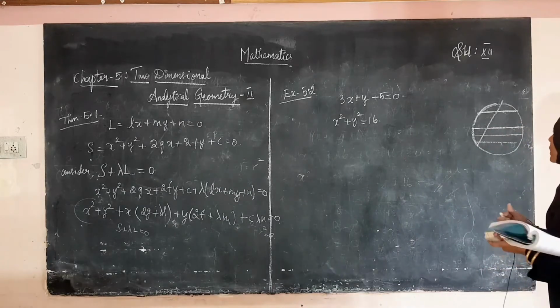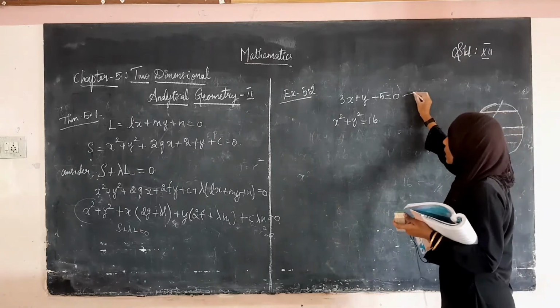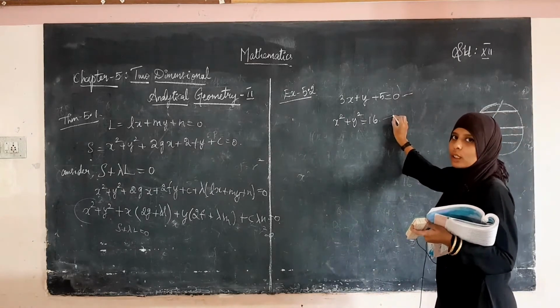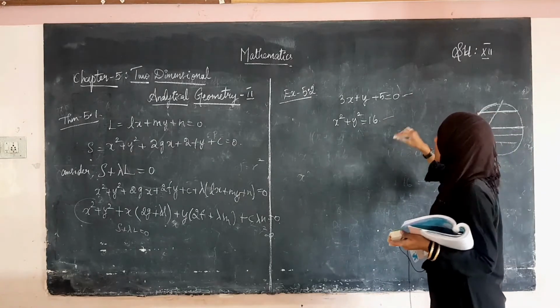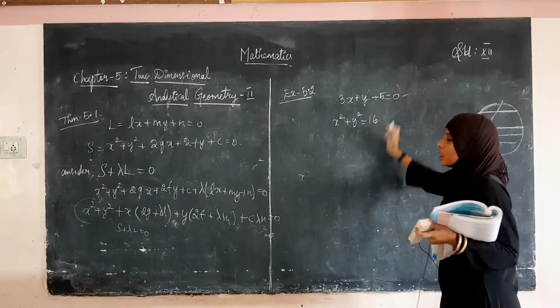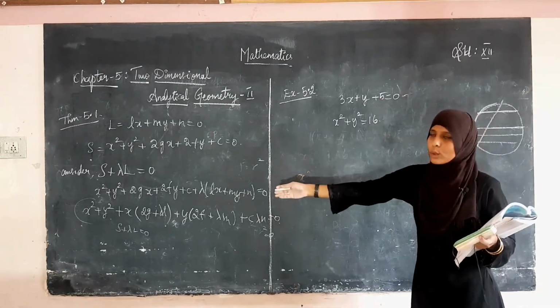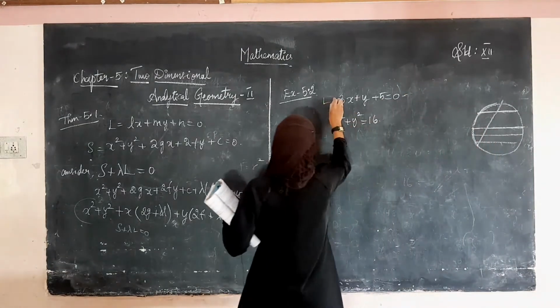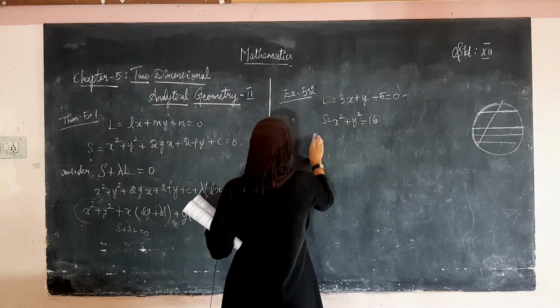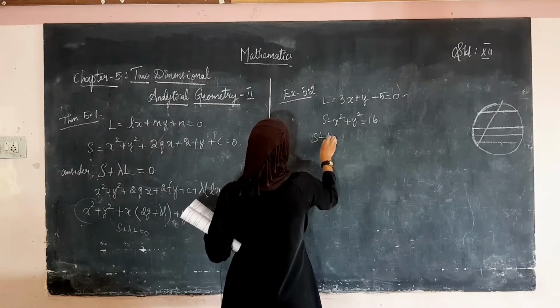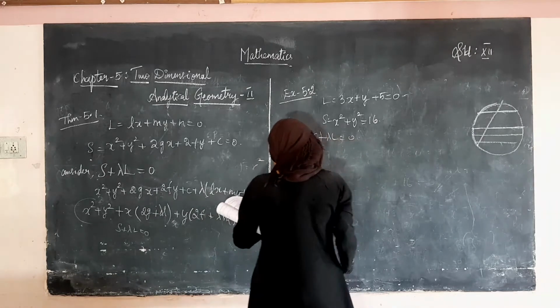So this is the equation of the chord and the equation of the one circle. So you have to find the equation of the circle which passes through both of these. This is what we saw in that theorem. So what are you going to take? We are going to take this as L and this as S. Then S plus lambda into L is equal to 0.